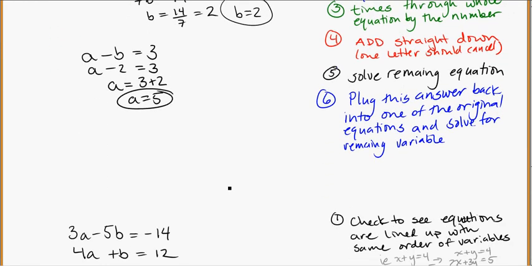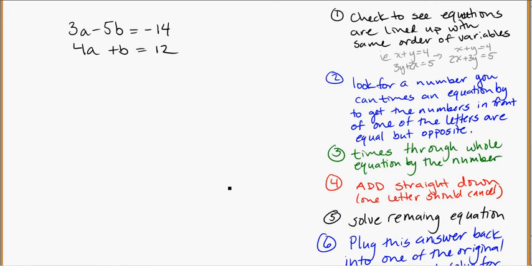Okay, taking a look at a second example here to do by the elimination method. So here we have 3a minus 5b equals negative 14, and 4a plus b equals 12. So we are going to look at doing the elimination method here. First thing to check, our a's and our b's are all lined up, so that's okay. Second thing that we're going to look for, what number can I times either the top or bottom equation by so that I have equal and opposite numbers on one of those letters.